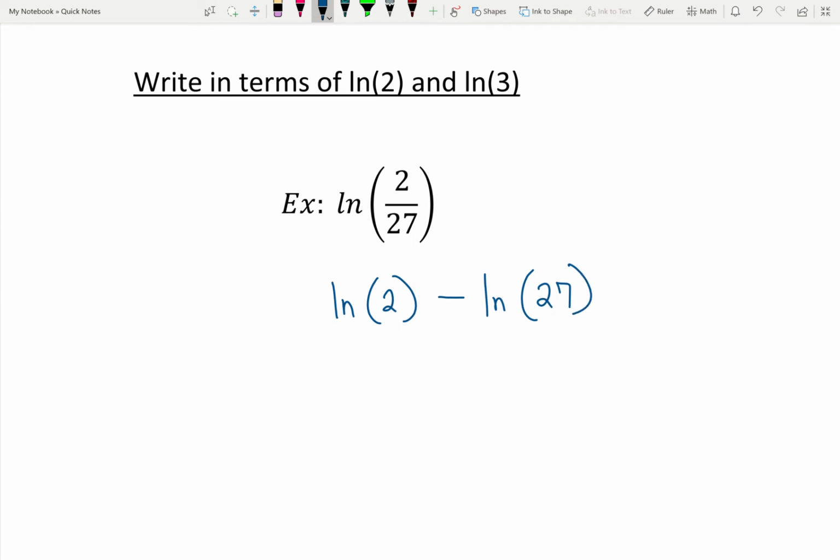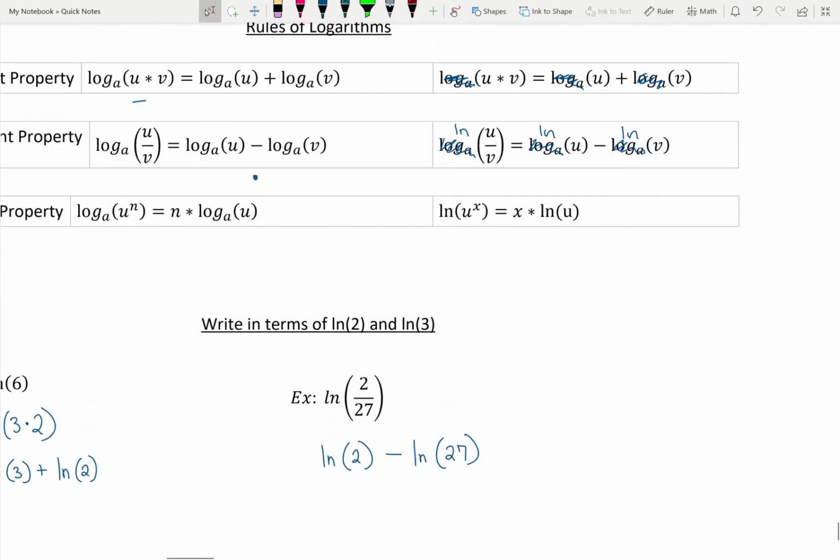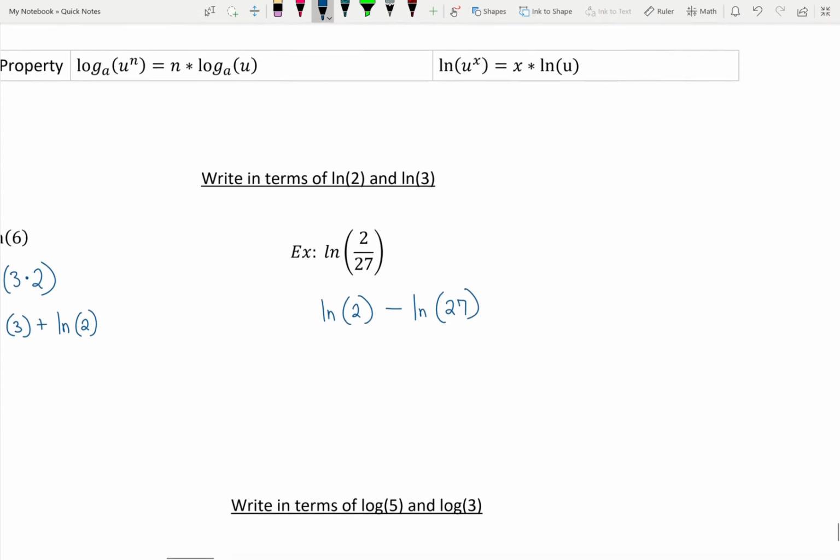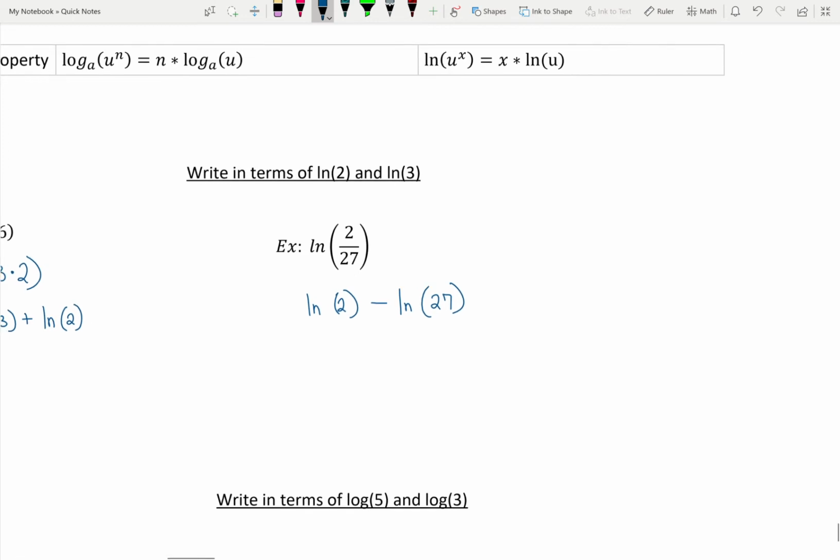It's really important that you follow the same order that they do on the quotient rule, right? So notice how they do the numerator minus the denominator. So what does that mean? If you were to write this, ln of 27 minus ln of 2, you would be incorrect because you did denominator minus numerator. But we need numerator minus denominator. So just be aware of that. Keep your eye out. Okay, so now we definitely have something in terms of ln of 2, but this ln of 27 is not in terms of 3. So we have to figure out a way how to break that up.